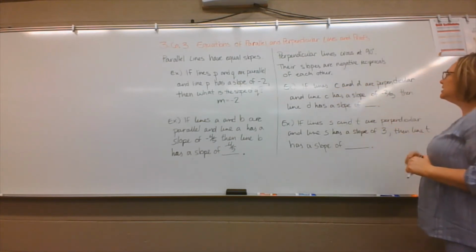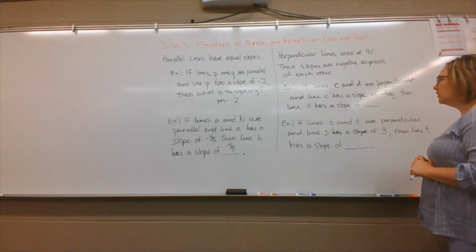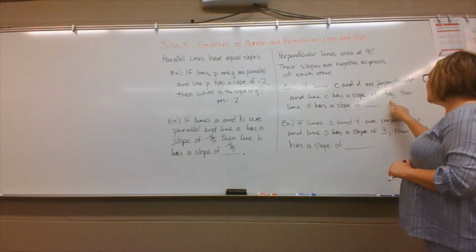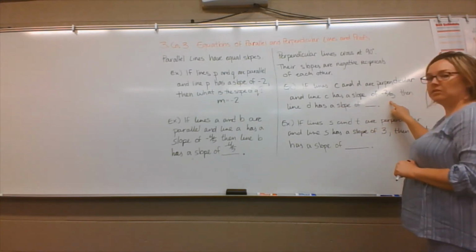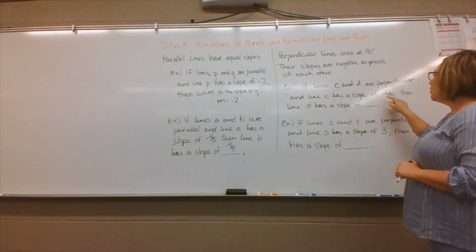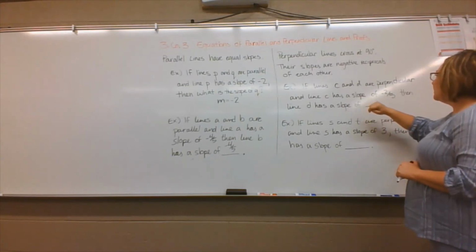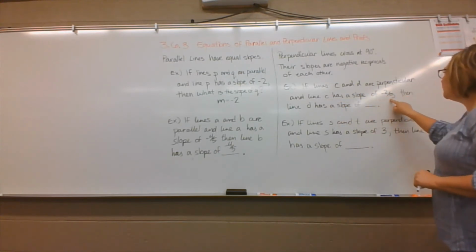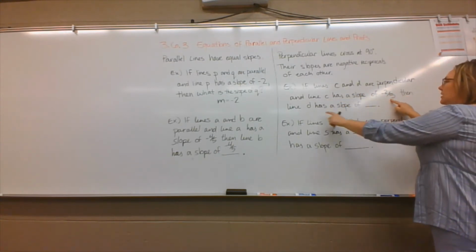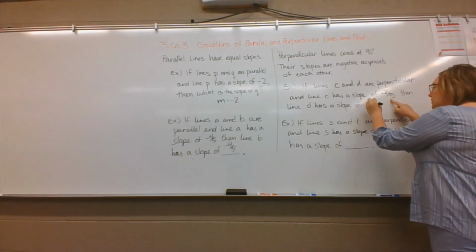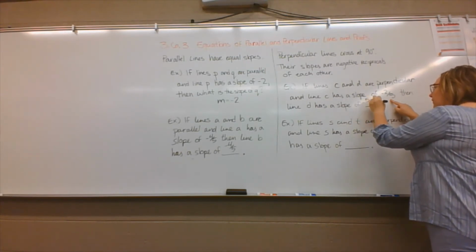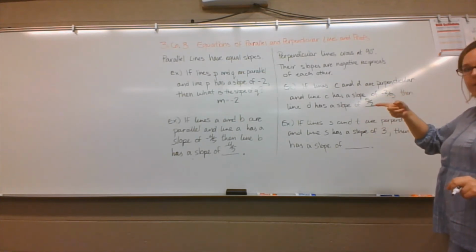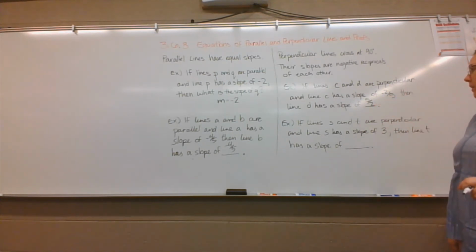So if lines C and D are perpendicular, and line C has a slope of -2/5, then line D has a slope of, so line C has a slope of -2/5, so line D is going to be a +5/2. So the 2 and the 5 swapped places in the numerator and denominator.